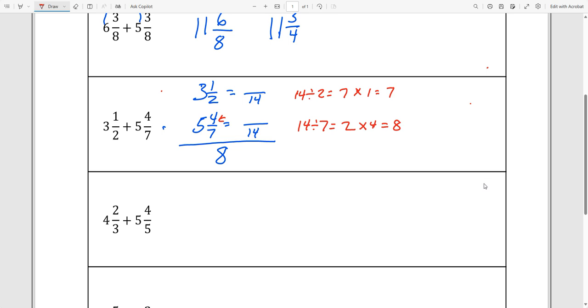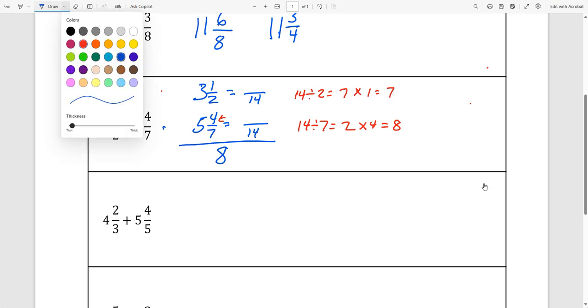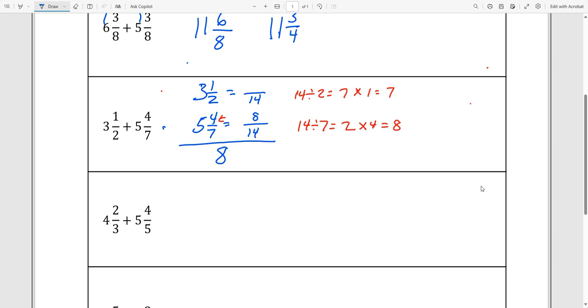And then we'll add the numerators. So let's go ahead and write our new numerators in. That's 8 and 7. And so we'll add them up. 8 plus 7 is 15. So we have 15 over 14. All right, we can convert the improper fraction here to a mixed number by dividing 15 by 14, which is 1.